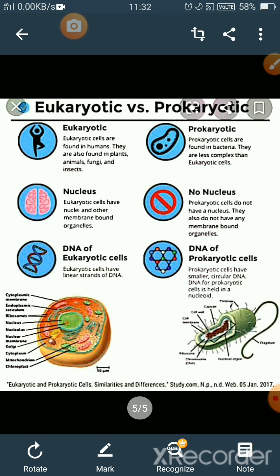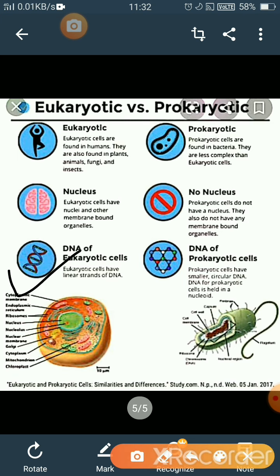So the difference is that both have DNA, but in eukaryotic cells the DNA is in strand form. Here you can see the picture. This is the DNA of the eukaryotic cell, whereas in the prokaryotic cell the DNA is in circular form like that. And this is the picture of the prokaryotic cell and this is the picture of the eukaryotic cell. So these are the main differences between eukaryotic and prokaryotic cells.